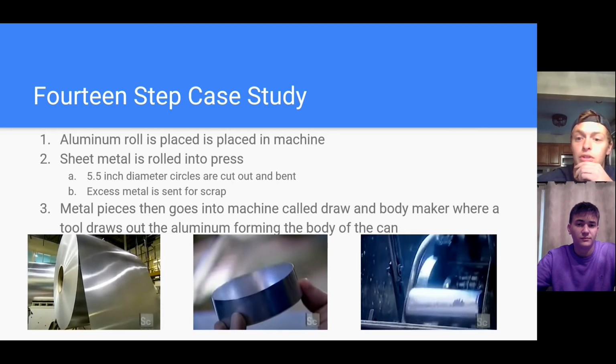And then the cup, or I guess the base of the cup, goes into a machine called the draw and body maker, where a tool draws out the aluminum forming the body of the can. And as you can see in the image, the can at this point is just extended. The metal itself obviously thins out, but it takes on the same size as it would when the consumer receives the can. And this tool is lubricated, so it won't tear the can. It also acts as a coolant, since at this point you're dealing with aluminum, which is a strong conductor, so it develops a decent amount of heat.